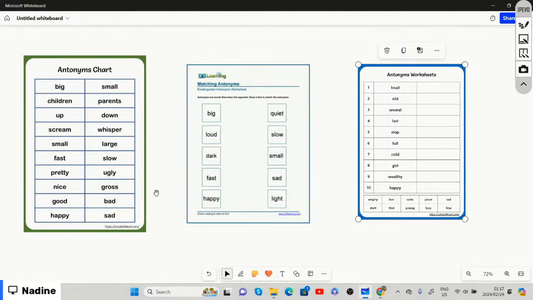All right. So now we need to find the opposite of big. What is the opposite of big? If something is not big, it is what?